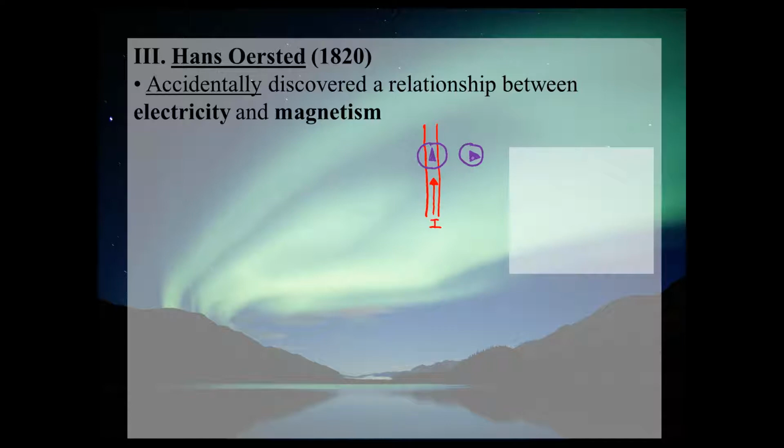The only way that needle can deflect is if there is a magnetic field that's produced that can cause it to align in the direction of that magnetic field. The needle on a compass would be a magnetic dipole. Magnetic dipoles align with the direction of a magnetic field. So somehow that current is producing a magnetic field, which is causing the compass needle to deflect, and therefore we have our connection between electricity and magnetism, accidentally.